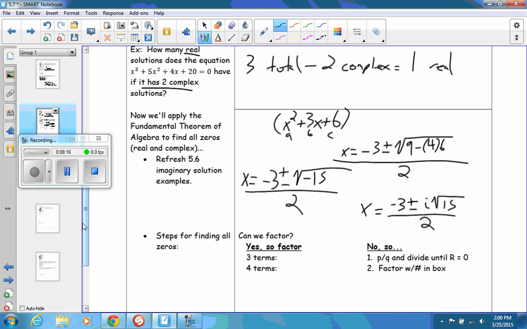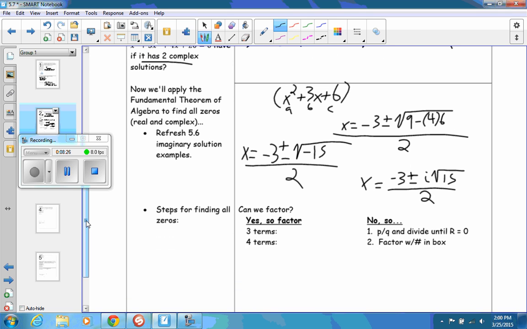Is that answer real? No, it's complex. It's a complex number. The other way of writing this, remember complex numbers are a plus bi. Your a is negative 3 over 2 plus or minus I root 15 over 2, right?